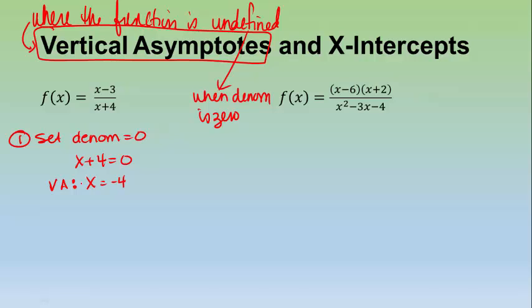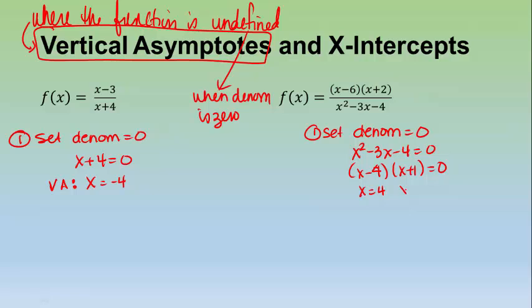Same thing. I want to know where are my vertical asymptotes. I could be asking you the same question, where is this function undefined? If you know that those two go together, it's the same answer. So that means I have to set the denominator equal to 0 because that's where the function is undefined. So x squared minus 3x minus 4 is equal to 0. This one does require me to factor. So I get x minus 4 and x plus 1. So that means x equals 4 and x equals negative 1. And those are my vertical asymptotes. They're also the same places where this function is undefined. That's actually the cause of the asymptote.